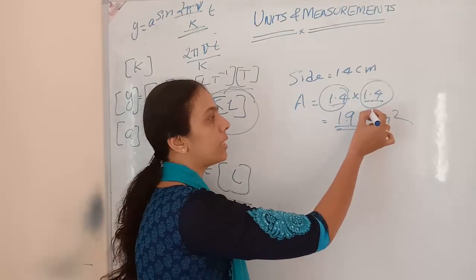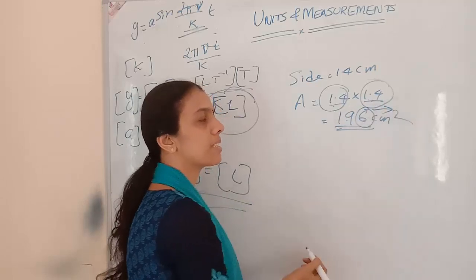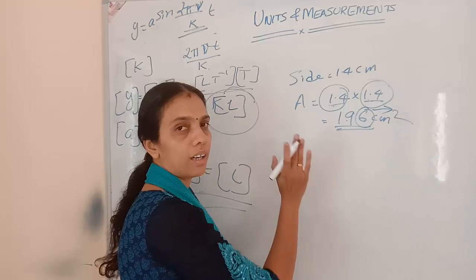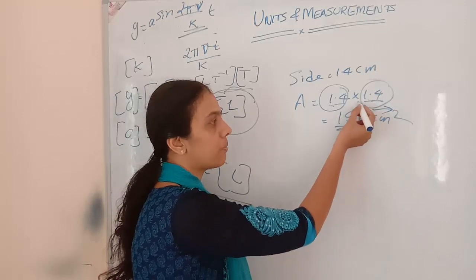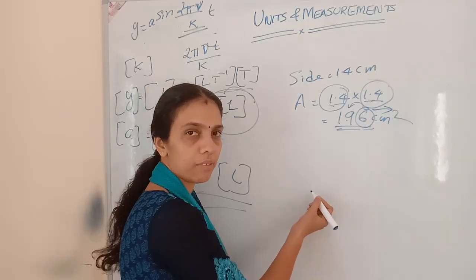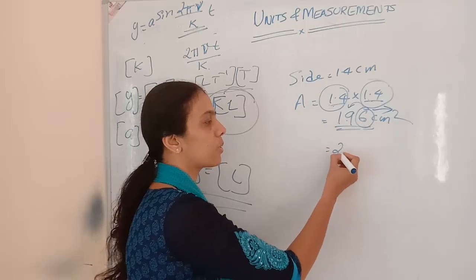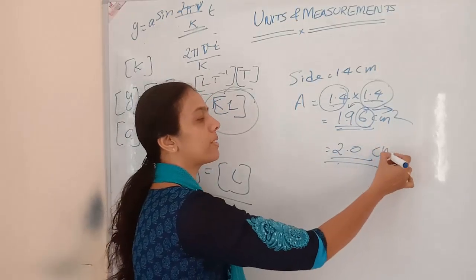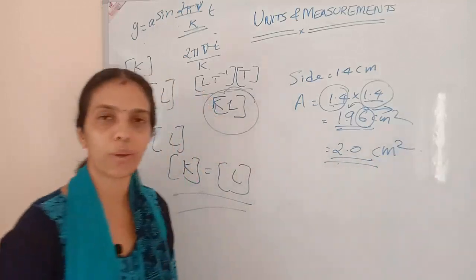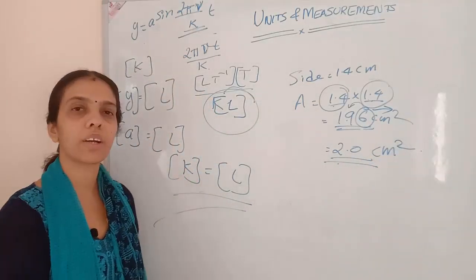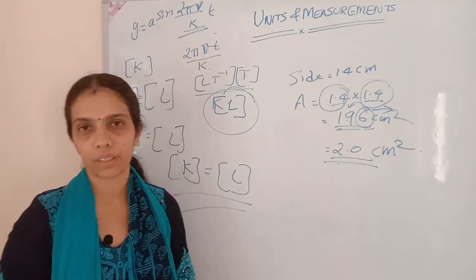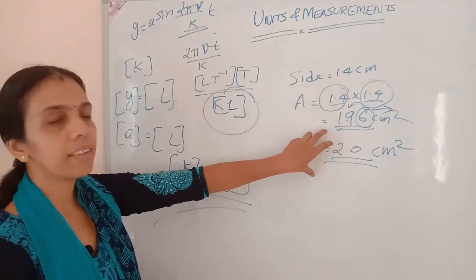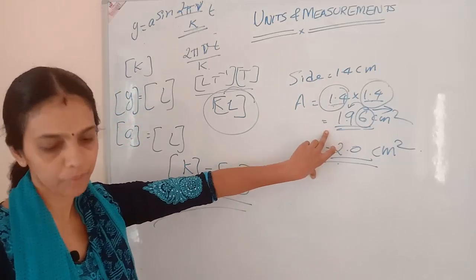Shall we throw out this 6 and move away simply like that? No. We can do the rounding off. Since the 6 is more than 5, we will add one to the previous number. So it will be 2.0 centimeter square. Okay, this is how we find the correct number of significant figures. Okay, clear?